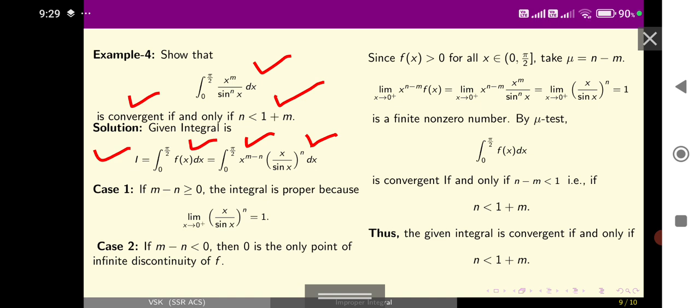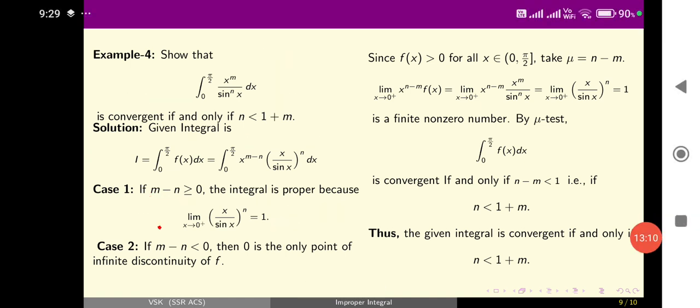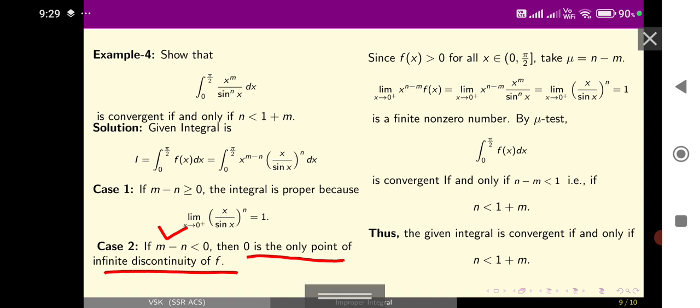Now let us see case number 1. If m minus n is greater than or equal to 0, the integral is proper. Why is this proper? Because limit x tends to 0 plus (x upon sine x) to the power n is equal to 1 in this case. So this integration is proper in this case. There is no problem at all. Now let us see case number 2, when m minus n is less than 0. In this case, 0 is the only point of infinite discontinuity.